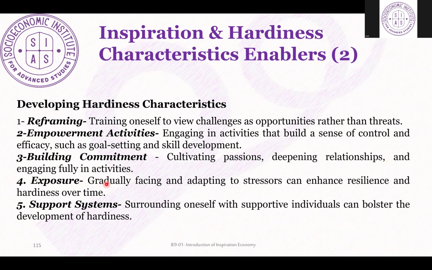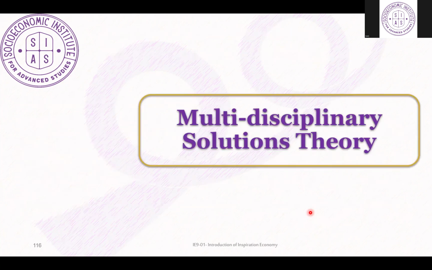The fourth stage is about gradually facing and adapting to stressors that can enhance resilience and enhance hardiness over time. Through the fifth stage, we start to surround ourselves with supportive individuals who can bolster the development of hardiness and support our system so that we can grow faster and continue to grow even beyond a certain stage.